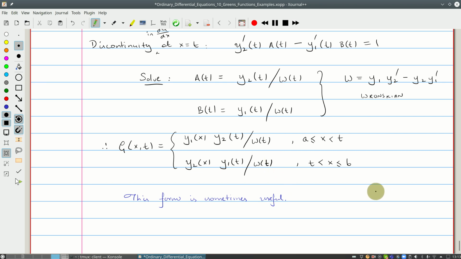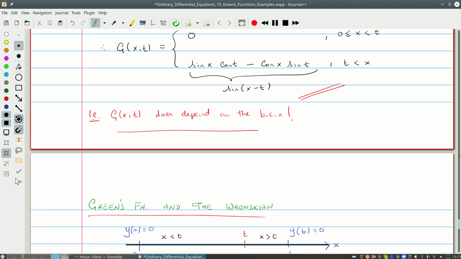Now, the full proof for this case, I believe, is in Arfken's book, or Riley's book, I can't remember which one, but you should be able to prove it without their help. And this form is sometimes useful, so I would expect you to be able to work with this form when needed.